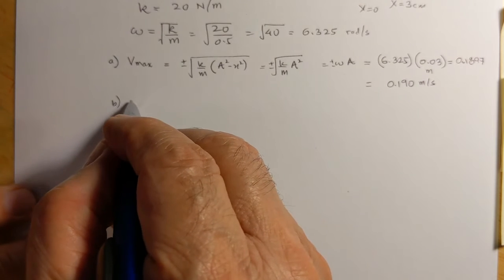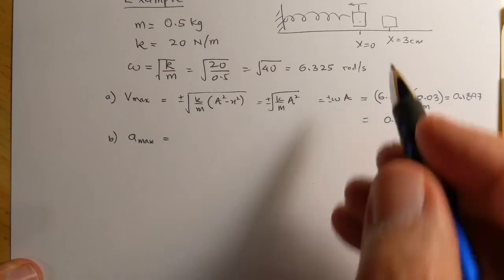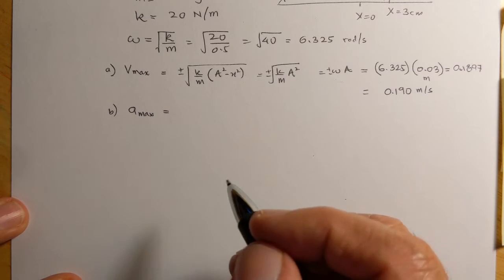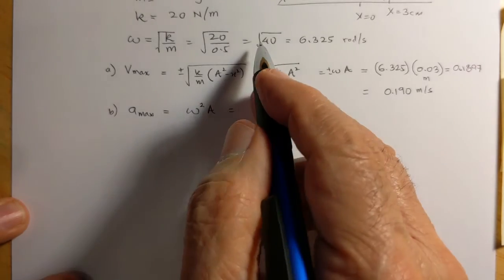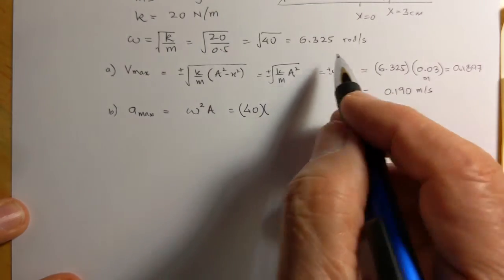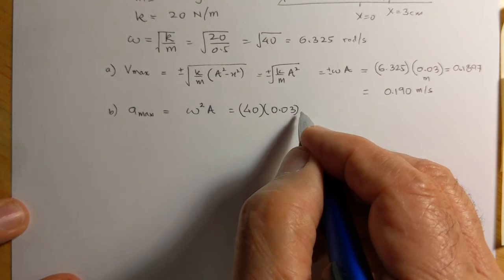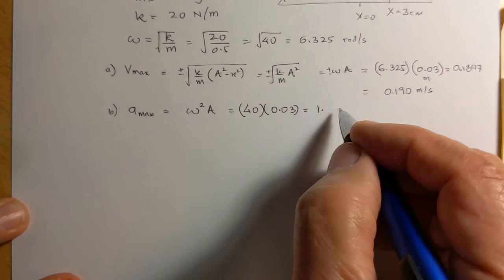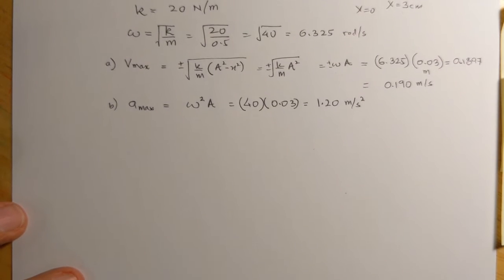Now the next thing we'll find is A max. What is the maximum acceleration, which will be here and when it's at the other extreme? And for acceleration we have omega square a, so that's going to be omega square, which is 40, times a, which is 0.03, so that will come out to be 1.20 meters per second square. So that will be the maximum acceleration.